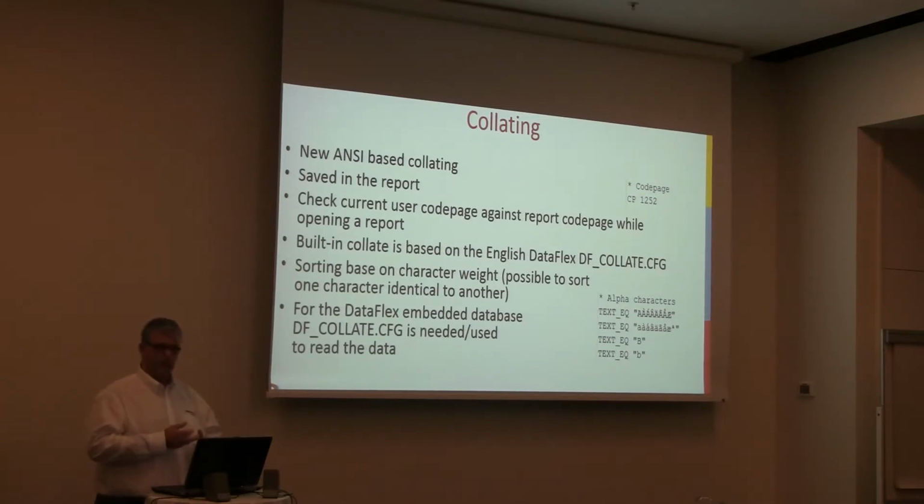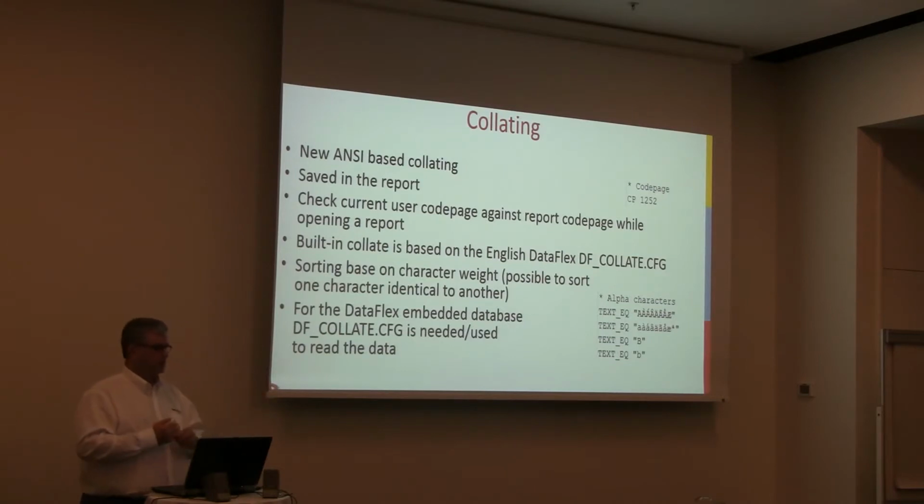One of the things is that it is now an ANSI-based collating file. It is saved with the report, so if you create your report and you use a collating sequence, it will be stored in the report. If you send out a report to another customer, it will use the same code page no matter what is installed on this machine. The third point is of course valid: it checks the saved code page in the report against the running code page on that machine. If they don't match, you get an error saying it can't be used and you need to correct that. But it is not doing wrong sorting, and that's very important.